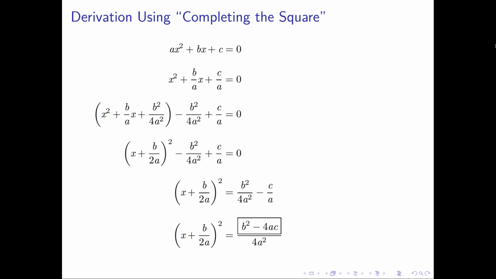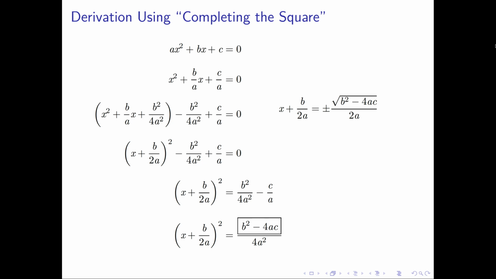The next step in the derivation is to square root both sides. The square root of the left-hand side is simply x plus b over 2a. And we find the square root of the right-hand side by taking the square root of the numerator, which is the square root of b squared minus 4ac, and the square root of the denominator, 4a squared, which is 2a. And we remember to put the plus or minus sign there.